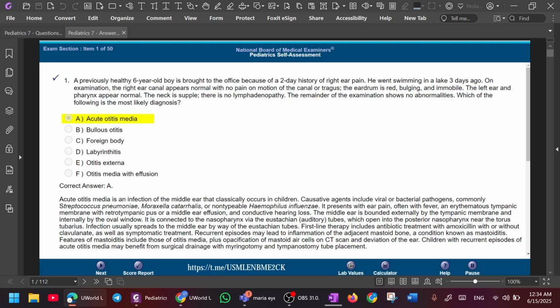So the key here is the red bulging tympanic membrane and swimming.